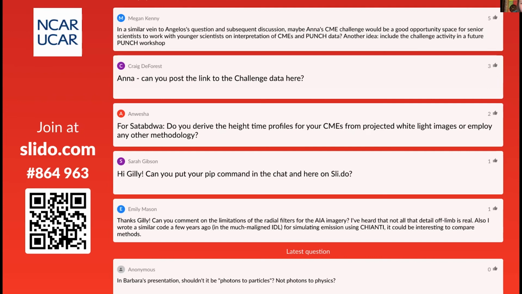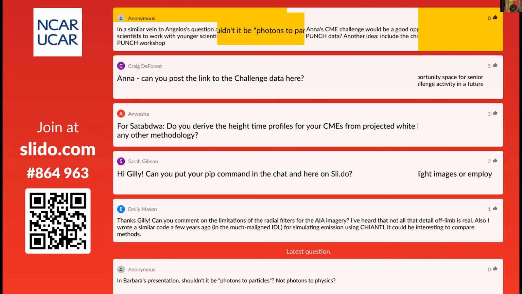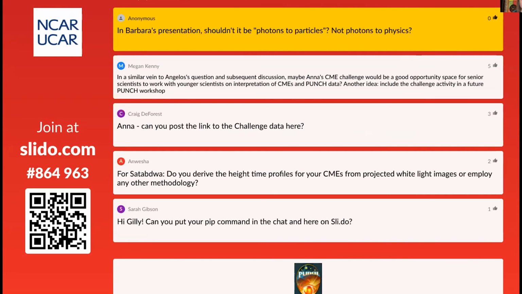Shouldn't it be photons to particles, not photons to physics? Well, Heather talked about using it to deduce not just particles, but magnetic field and things. The CME connections can be more than that. So I like to think photons to physics, not just photons to particles, but in other words, connecting that. So I was just looking at the thing. Yeah, this is Heather.